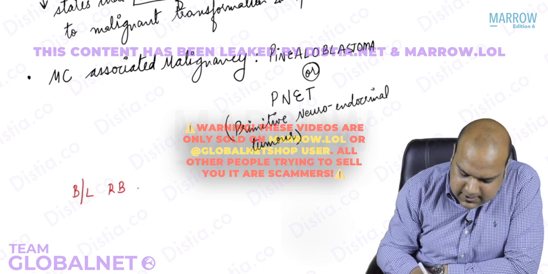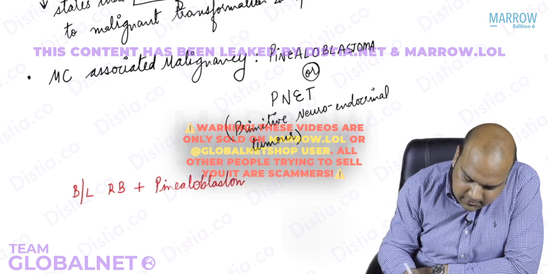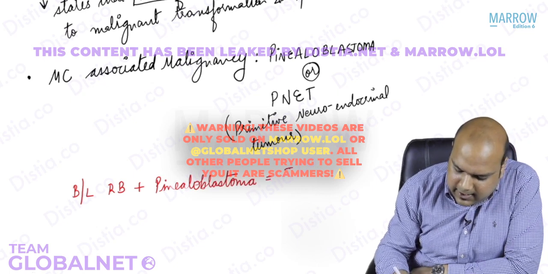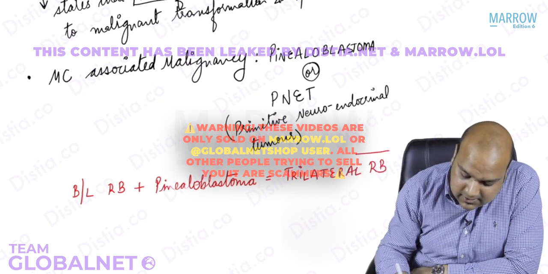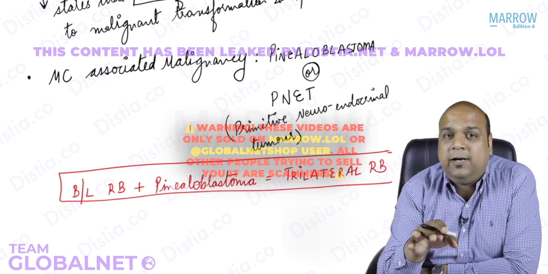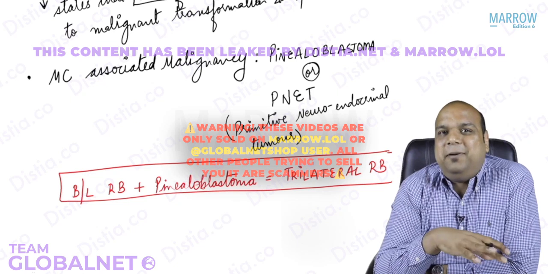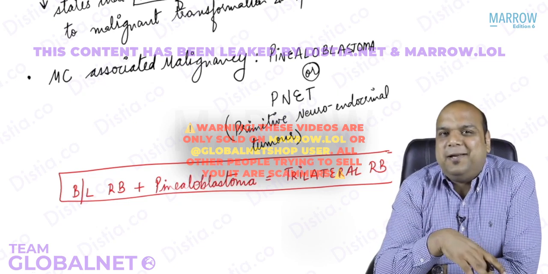It is so common, everybody, that bilateral retinoblastoma plus pinealoblastoma is known as trilateral retinoblastoma. So it is almost always considered that if you have retinoblastoma, you will end up having pinealoblastoma. So this is considered a third part of retinoblastoma, everybody.